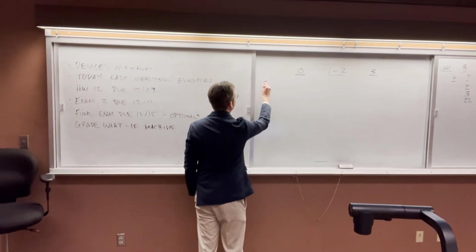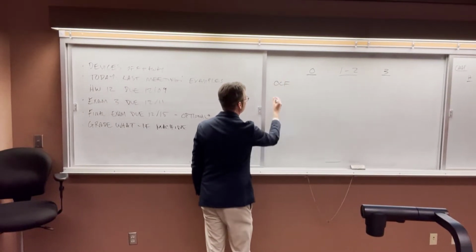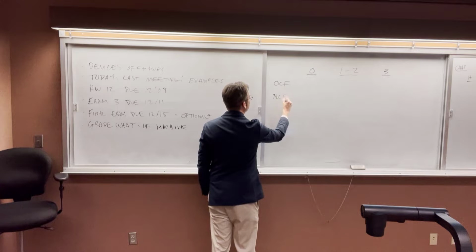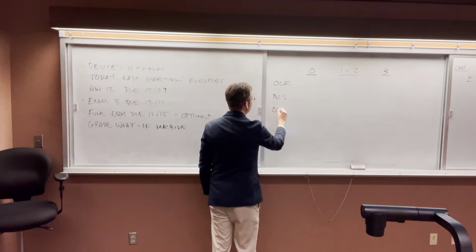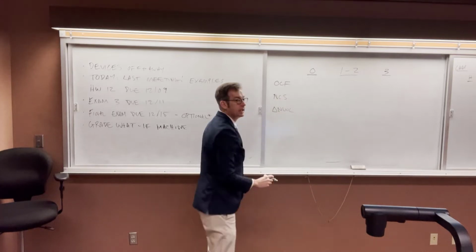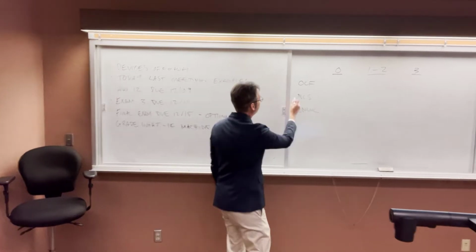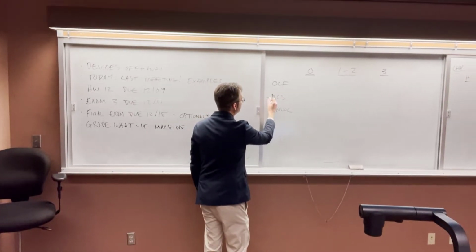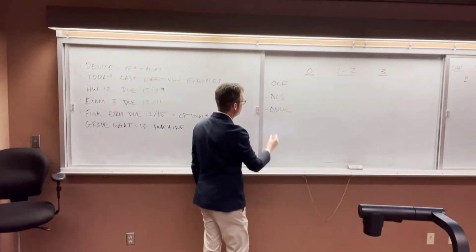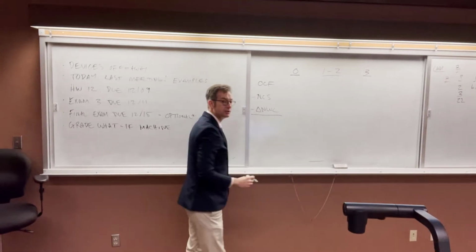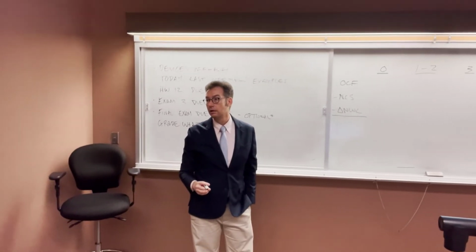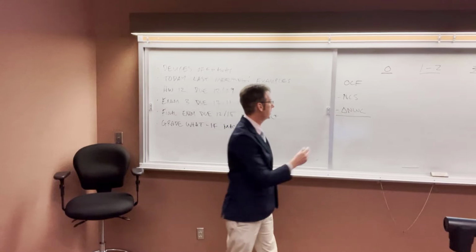And for each of these, we want to have the operating cash flow, the net capital spending, and the change in net working capital. And if you recall, what we're going to do is say operating cash flow minus the net capital spending minus the change in net working capital. And what's that going to give us? Cash flow from assets. Oh, very good.